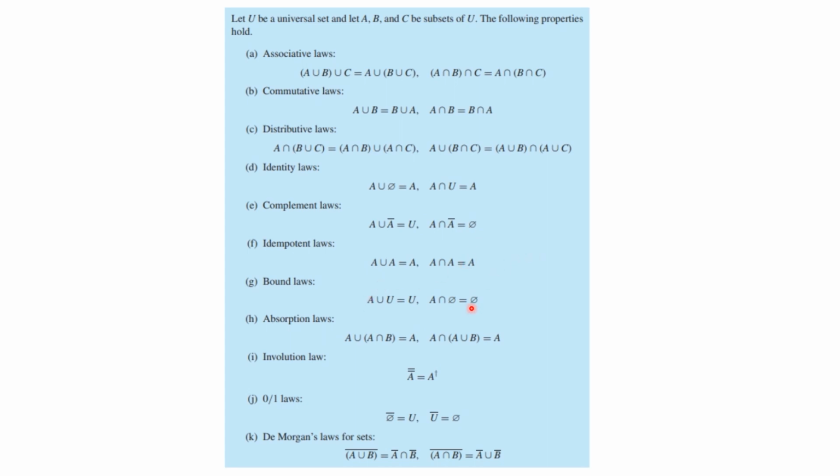And we have different things. I'm not going to ask you to remember the terminology here, but you should remember these results. Down here, the complement of the complement is the set itself. The complement of the null set is the universal set. The complement of the universal set is the null set. And we have De Morgan's laws for sets. The complement of the union is the intersection of the complements. The complement of the intersection is the union of the complements.